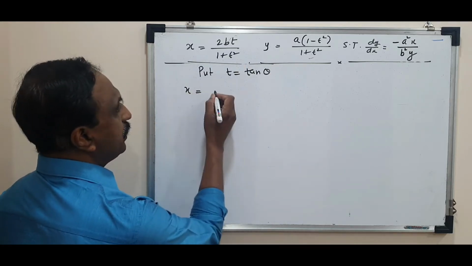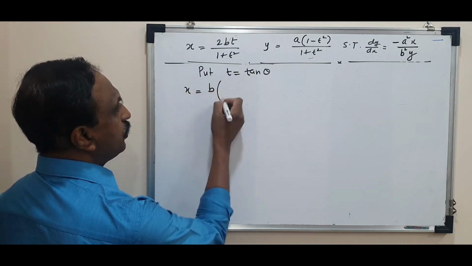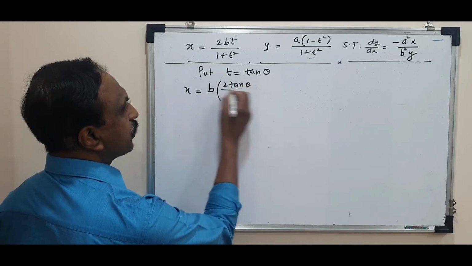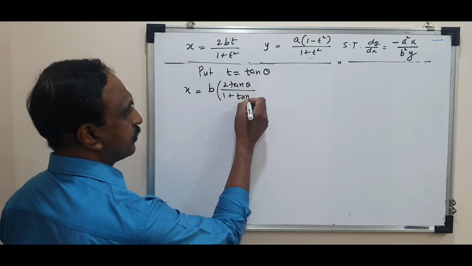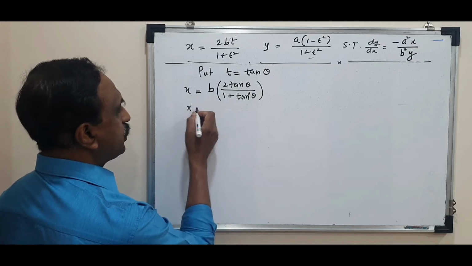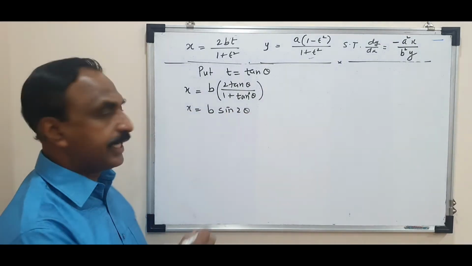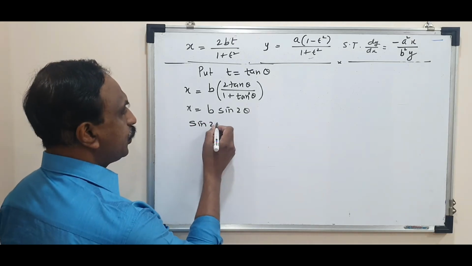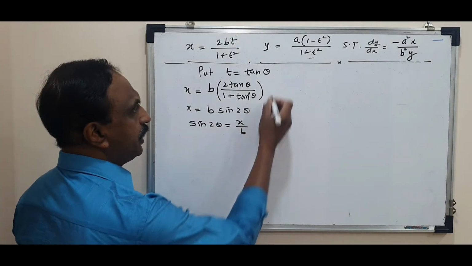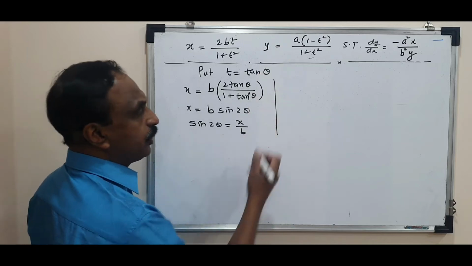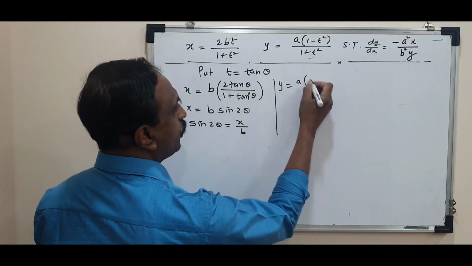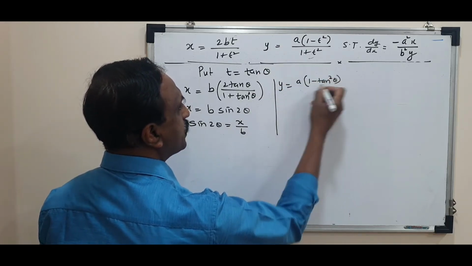So x will be 2b into 2 tan theta upon 1 plus tan square theta. So x will be b sin 2 theta. As usual, I'll make sin 2 theta the subject. So sin 2 theta is x upon b. Same procedure I'll do with y. y is a into 1 minus tan square theta upon 1 plus tan square theta.